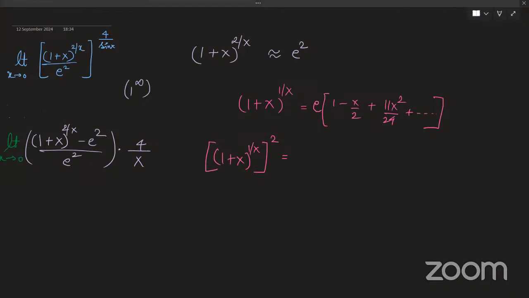So what should I do about it? Like, how will that help me in squaring? In taking the square, how will that thing help me?